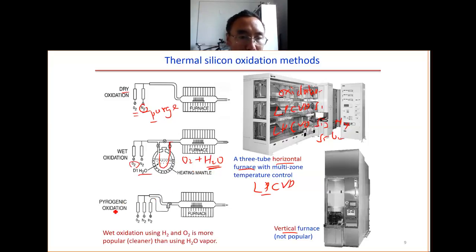The third type is called pyrogenic oxidation. For the wet one, the water can have some impurity. This one is heated, and there is some contaminant in the water. But when we use pure hydrogen gas and oxygen gas, they will react to form water. Then this water will be pure. This is called pyrogenic oxidation. But nowadays, this one is more popular than this one.